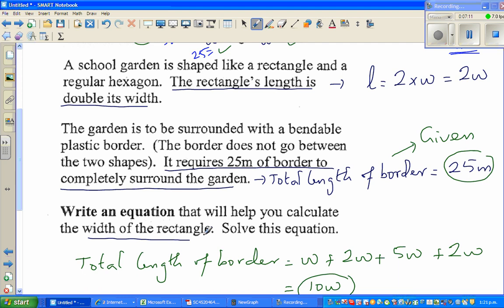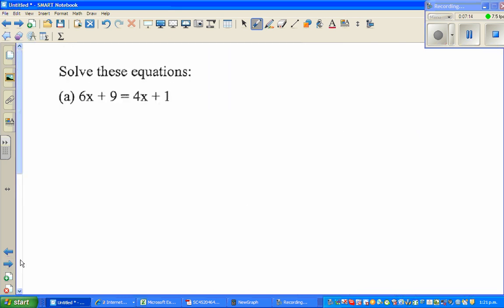So I got a few more minutes. I want to finish this in 10 minutes. So I've selected two more questions for solving. So I want to solve this. It means you want to find the value of x. So I'm going to discuss this in two different ways.